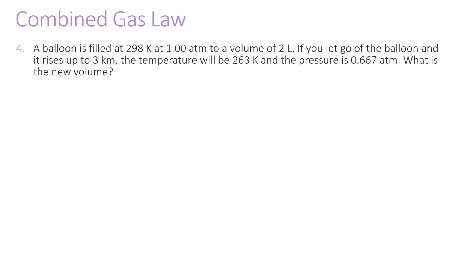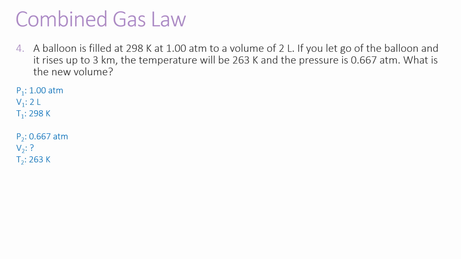For question 4, a balloon is filled at 298 Kelvin at 1 atmosphere to a volume of 2 liters. If you let go of that balloon and it rises up into the atmosphere, it will rise up until it's equally buoyant to the atmosphere, where the temperature in this case is 263 Kelvin and the pressure is 0.667 atm. What is the new volume?